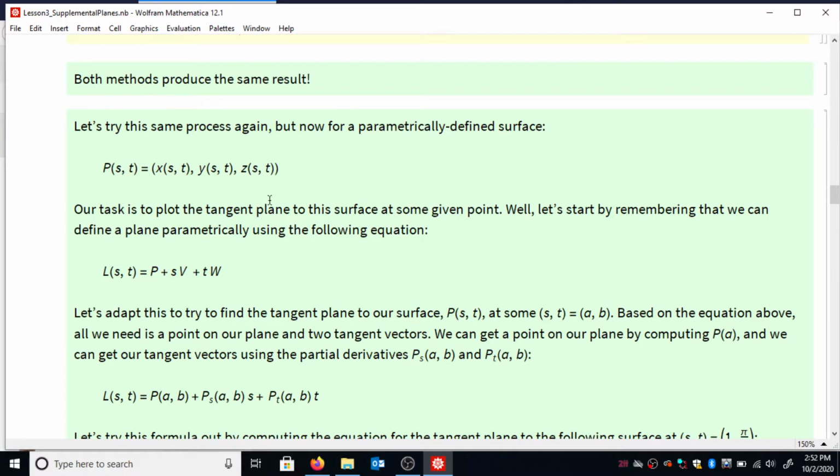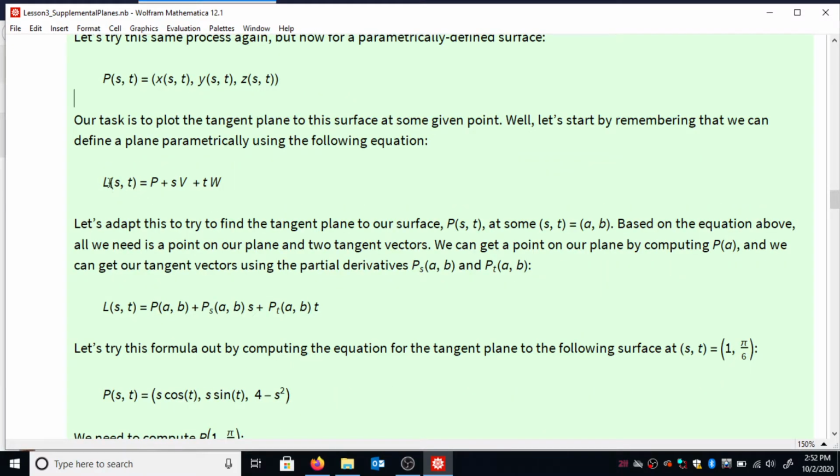And you might want to remember back to how to define a plane parametrically. Well, it's very similar to the parameterization for a line. It's a starting point plus multiples of one slope vector plus multiples of another slope vector. And if we have two linearly independent slope vectors there, we get a plane. So again, we want to adapt this general equation for a plane specifically to a tangent plane to a surface. A tangent plane to our surface P of s t for an s and t value for a point of tangency a comma b.